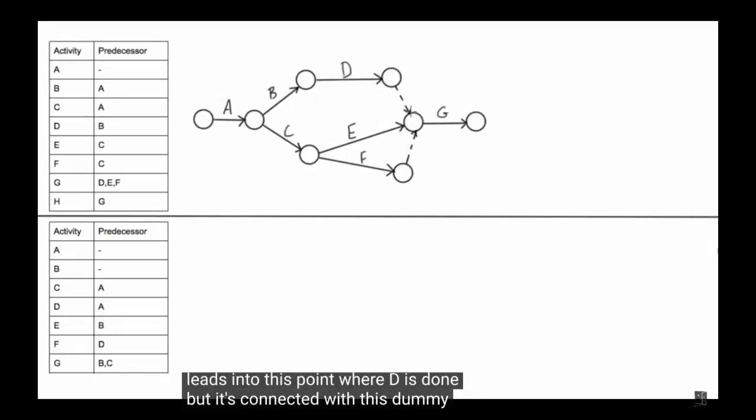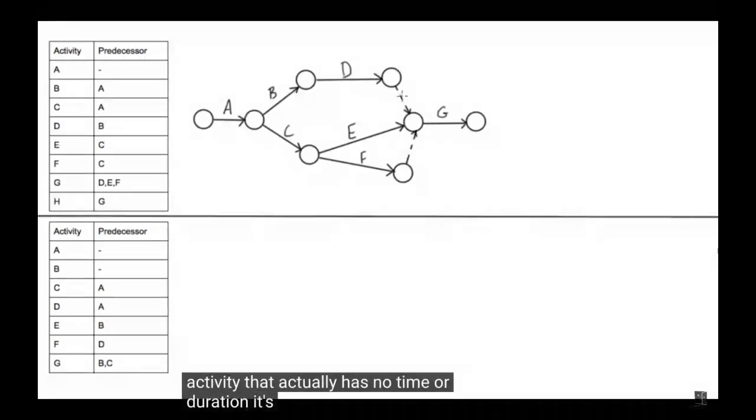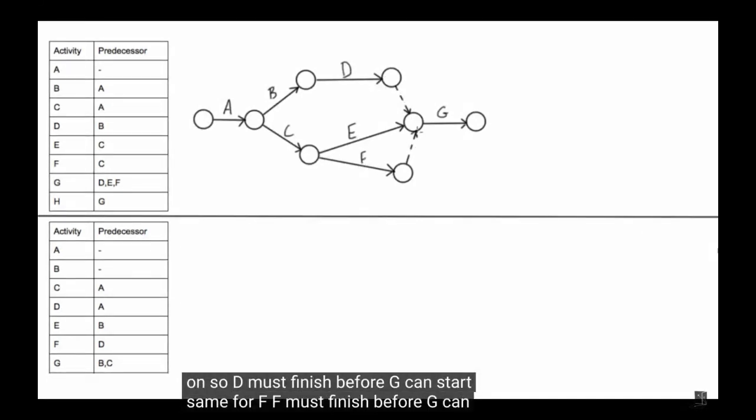It's connected with this dummy activity that actually has no time duration. It's not an actual activity. It just shows that you have to continue this on. So D must finish before G can start. Same for F. F must finish before G can start.